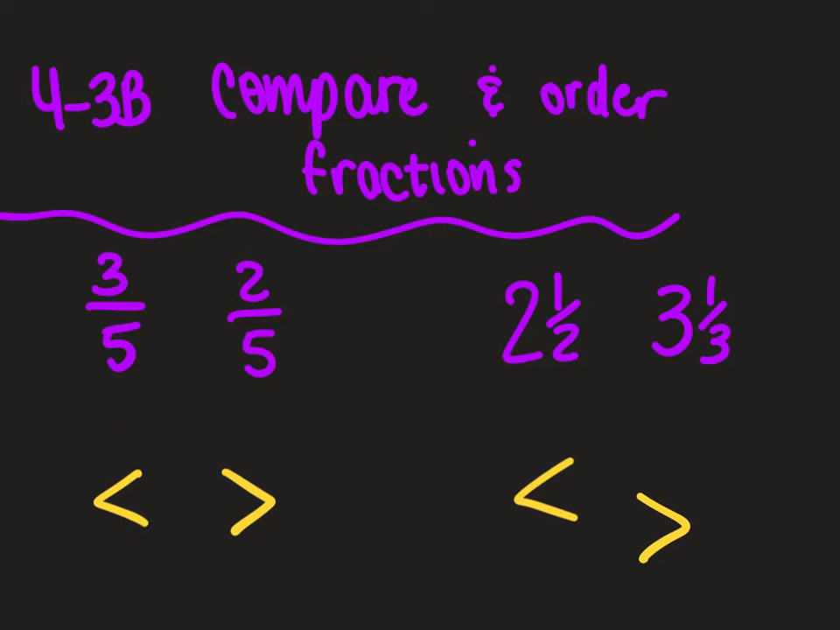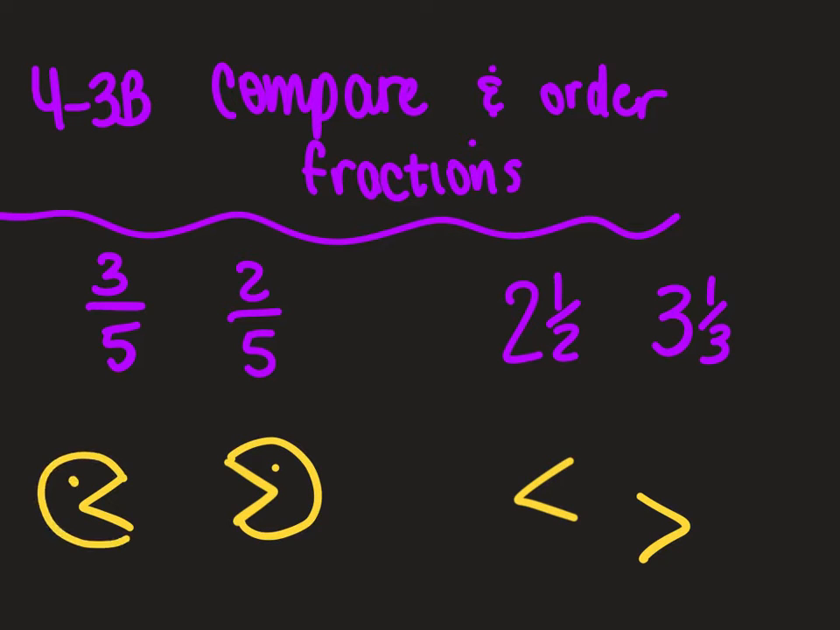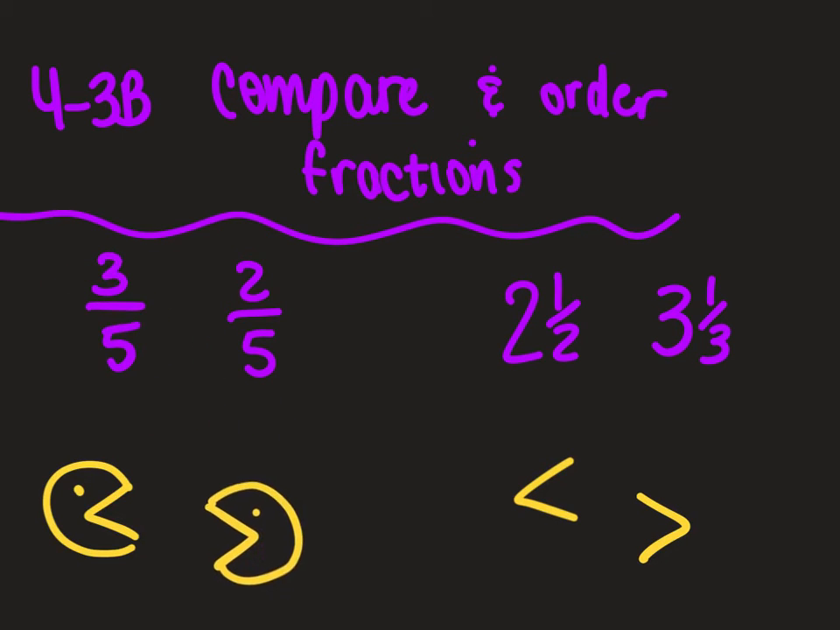So would I use this kind of alligator mouth? Is 2/5 the bigger one and 3/5 the smaller one? Or would I use this alligator mouth? Is 3/5 the bigger one and 2/5 the smaller one? Remember when teachers say alligator mouth, this is really a Pac-Man, but if I drew an animal, he wants to eat the bigger thing, so we would go gobble, gobble, gobble, or is it going to be this one, gobble, gobble, gobble?